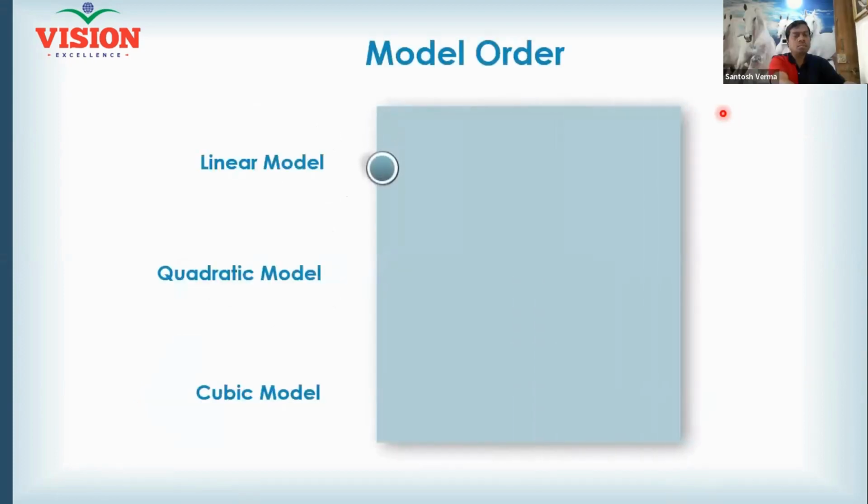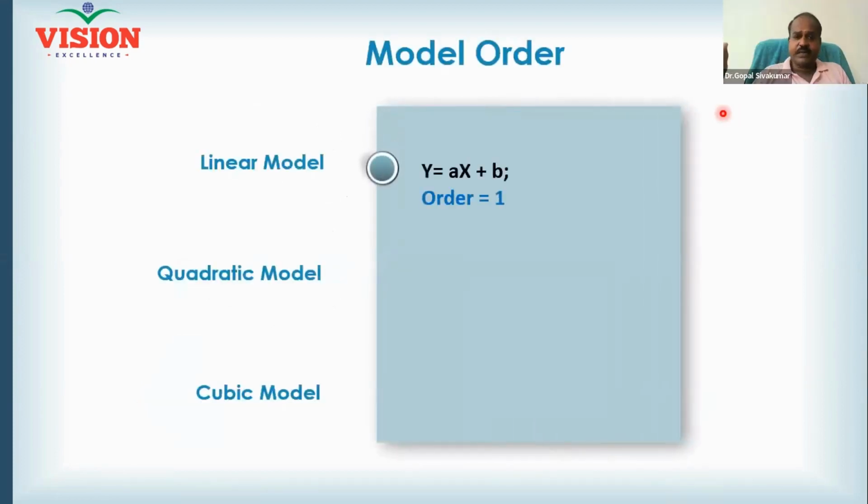So linear model, see here, when my equation is like this, y equal to ax plus b, only x is involved, all remaining are constants. If I know the constants, my equation is available. Let's say a equal to 0.2, b equal to 0.3. Now the regression equation is available. And this is what we have studied in lower classes. Y equal to mx plus c. Hope all of you could recall.